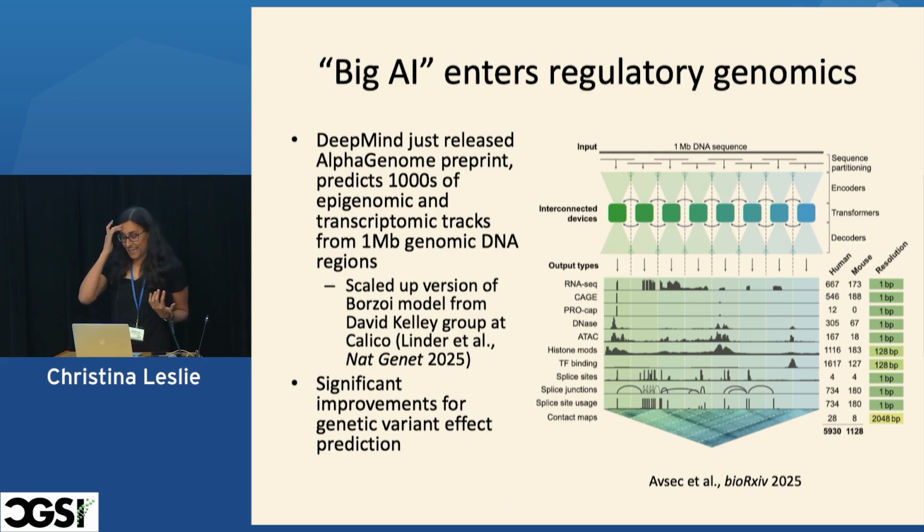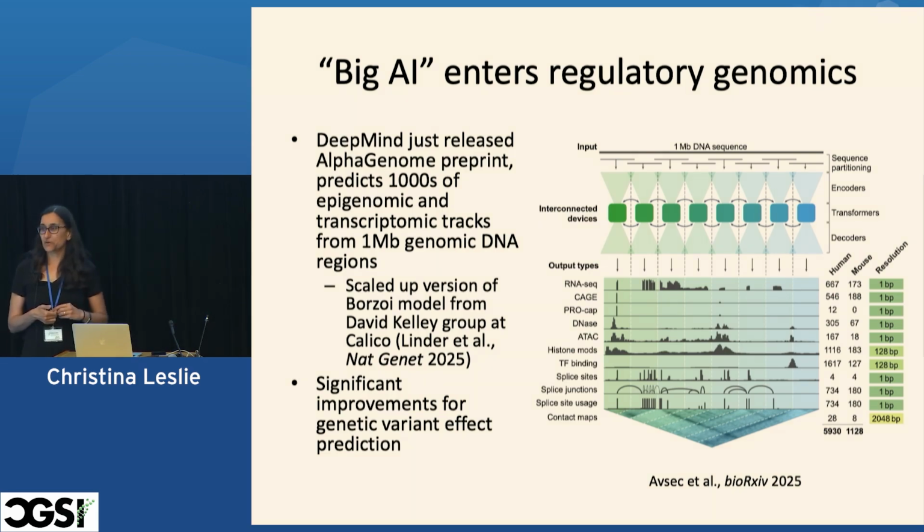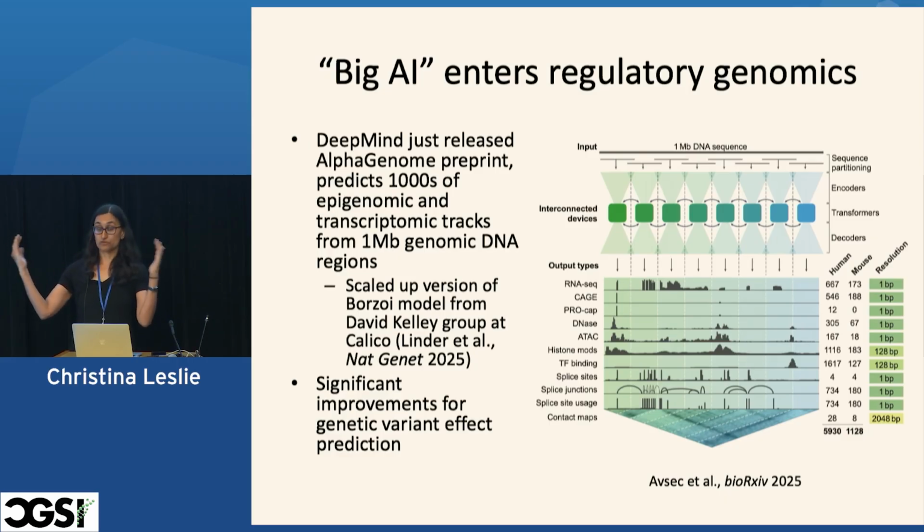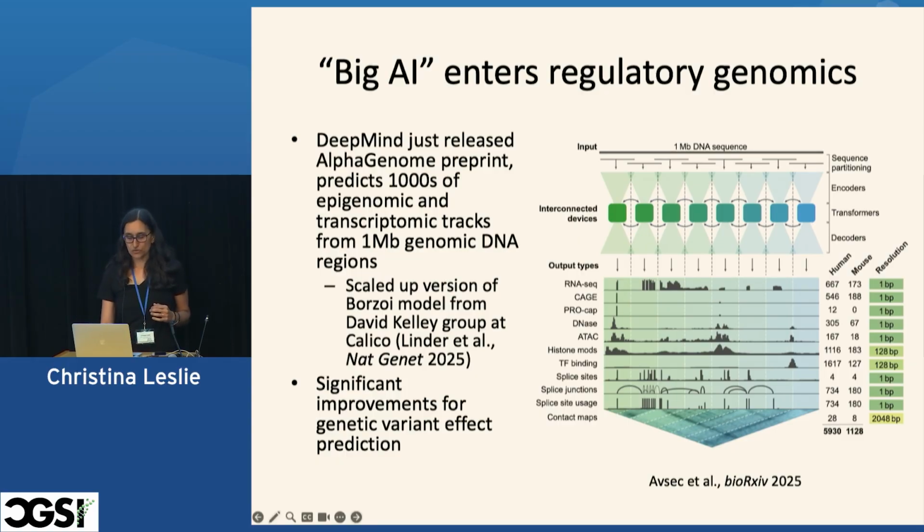Okay. And the other thing maybe people saw about 2 weeks ago, that big AI is now getting into regulatory genomics. So DeepMind just released AlphaGenome as a preprint. And this is a model that is trained to take a megabase of genomic DNA. It's trained on human and mouse. And it predicts thousands of epigenomic and transcriptomic tracks at base pair resolution. Also, some histone marks and 3D contact maps at not base pair resolution, a little more coarse-grained, okay?